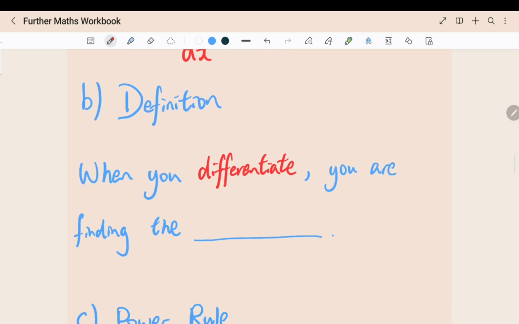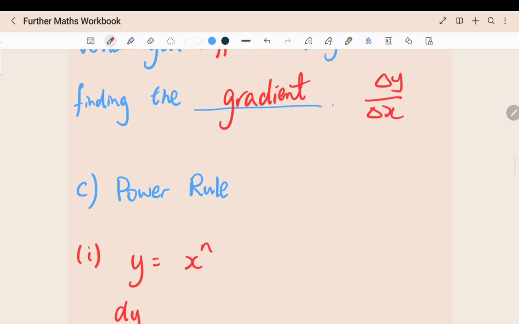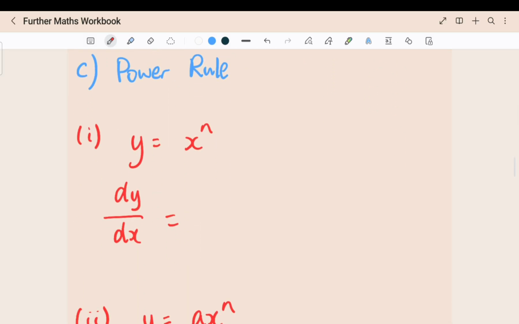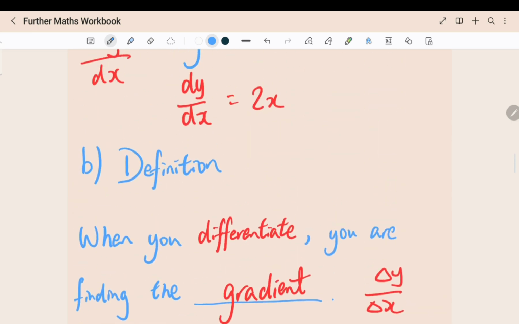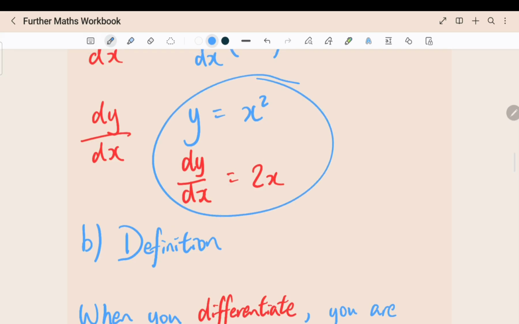Next, a very important idea: when you differentiate, you are finding the gradient. So we always know that gradient is change of y over change of x, but with differentiation, you can find the gradient of curves. So for the power rule, when we have y equals x to the power of n, for example, x squared, what we do is pull down the power and reduce the power by 1. So I'm going to get nx to the power of n minus 1. For example, for x squared, when I differentiate it, I pull down the power to get 2x. Now reduce the power by 1 to get 2x to the 1, which is just 2x. And that is why I know the derivative of x squared is 2x.